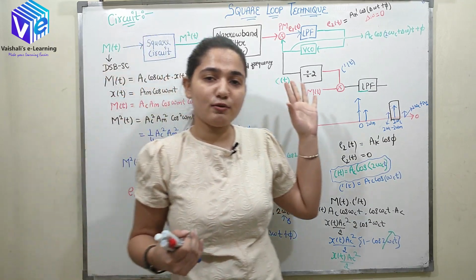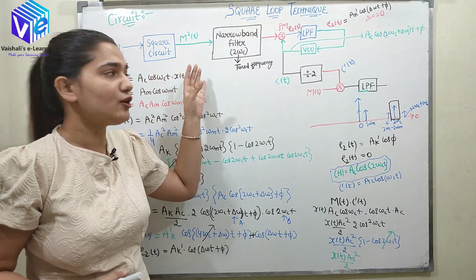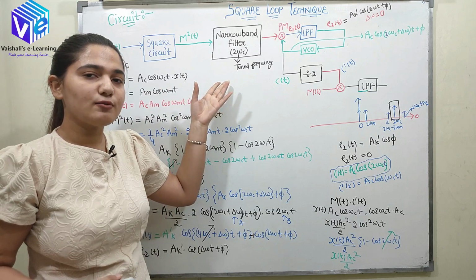So with the help of this square loop detector, the block diagram is here, so I hope now you understood the functioning of each and every block here in the square loop technique.